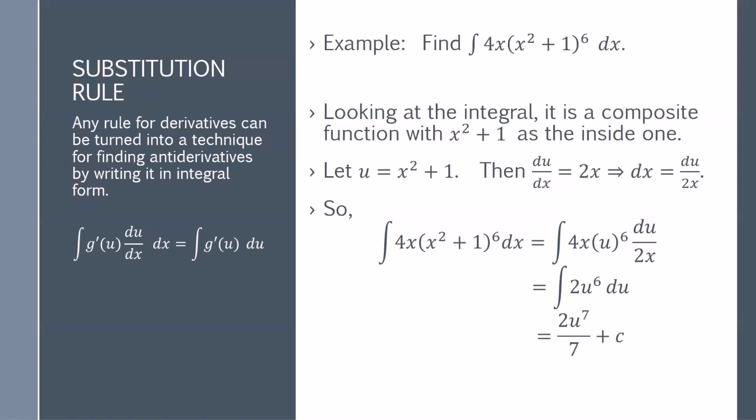If we sub back in what u is, we end up with 2(x squared plus 1) to the power of 7 divided by 7 plus a constant. Now, of course, if we differentiate that, we should end up with 4x times (x squared plus 1) to the power of 6. And if you do it, you'll find that that is in fact the case. So our substitution rule allows us to undo a chain rule derivative.